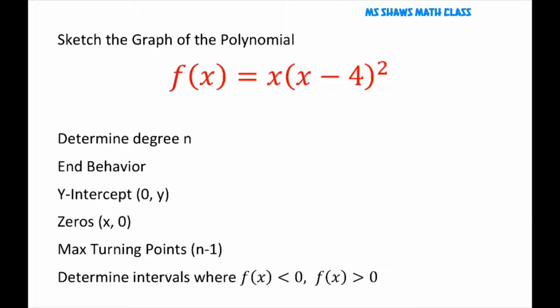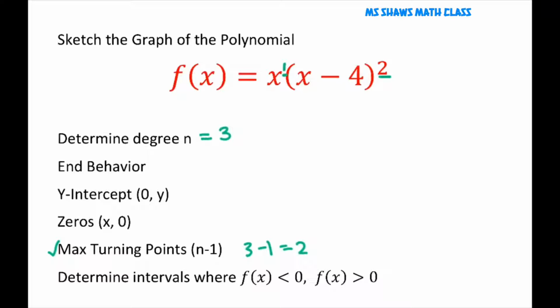Everyone, we're going to sketch a graph of this polynomial f of x and just get the general shape of the polynomial. We won't be doing minimum points and maximum points in this video. So let's determine the degree. Since this is not in standard form, we can just merely look at these multiplicities here, 1 and 2, add those up, and we get n equals 3. So our maximum turning points will be 3 minus 1, which equals 2.